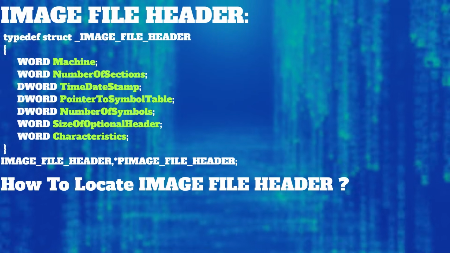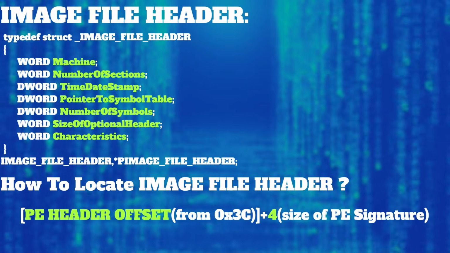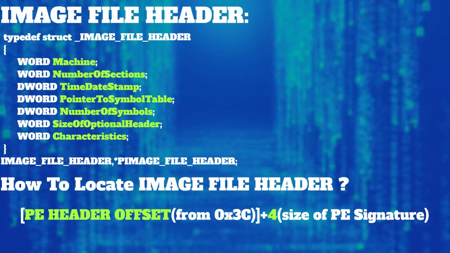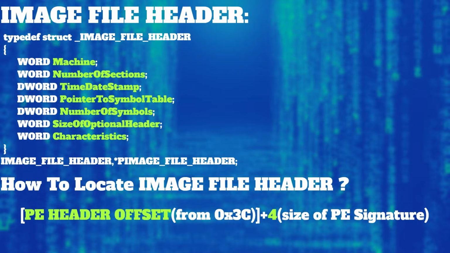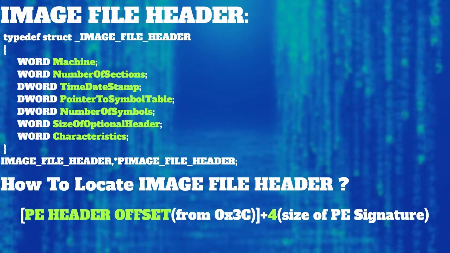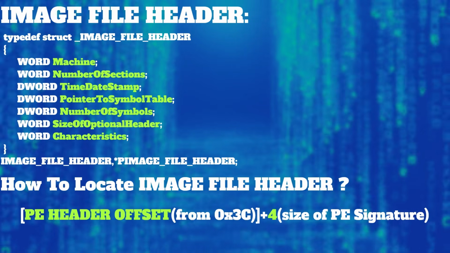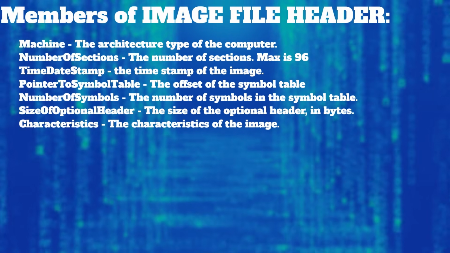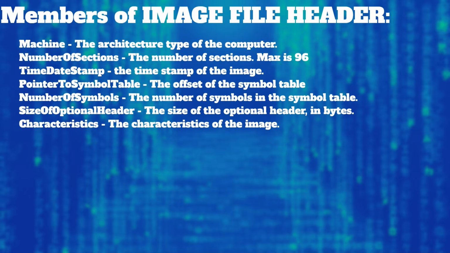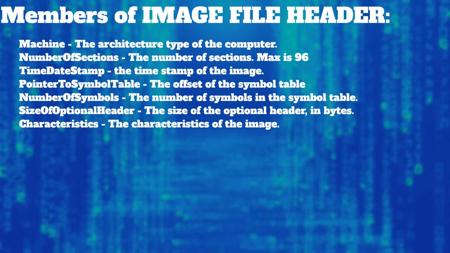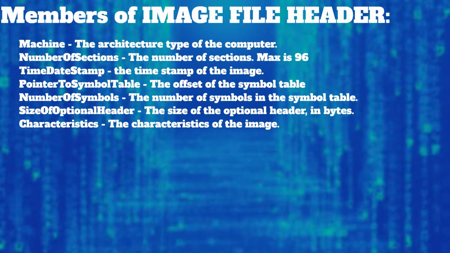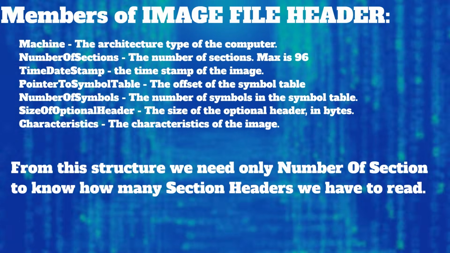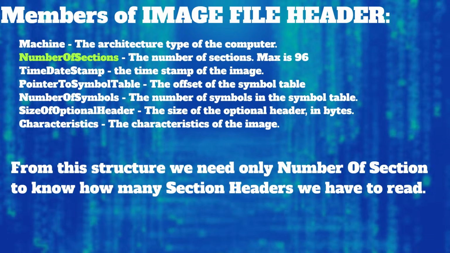At offset 3C we have the offset to the PE header. In fact it's also the offset to IMAGE_NT_HEADERS. And as you could see, the PE header starts with the PE signature, which has 4 bytes. So we have to add this value to get the offset to the image file header. Members of the file header: a quick look at the members of the structure. For more information, look in the video description. From this structure, we need only the number of sections to read sections in the future.